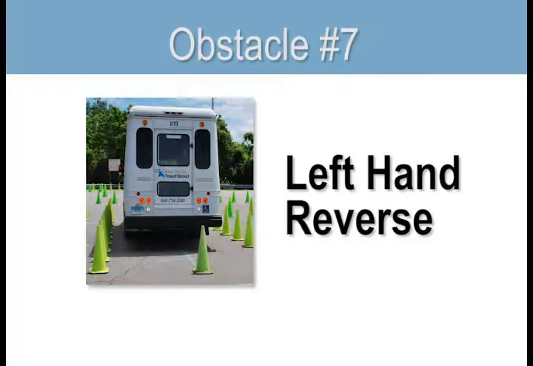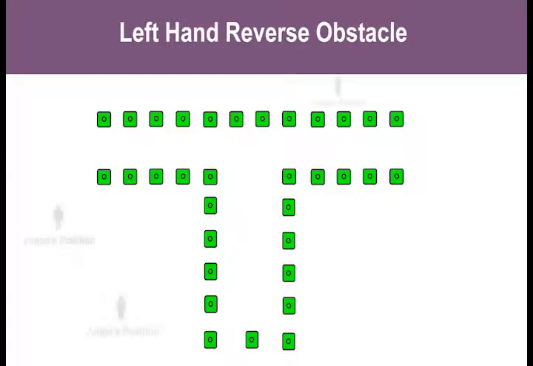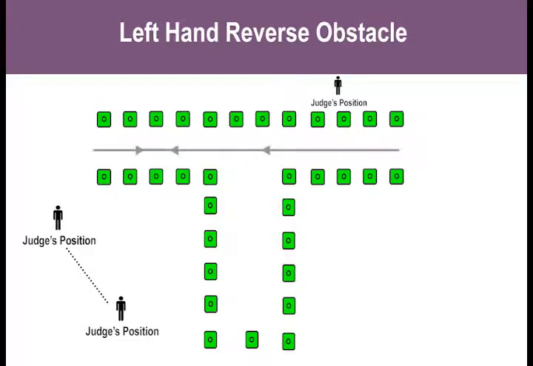The next obstacle is a left-hand reverse, which is similar to the right-hand reverse. This is a test of the contestant's ability to simulate a bus backing up between two objects. Cones are positioned to designate a through lane and a lane or alley that the vehicle will be backed into. There is a pivot cone at the front of the alley on the driver's side and a rear cone at the end of the alley.